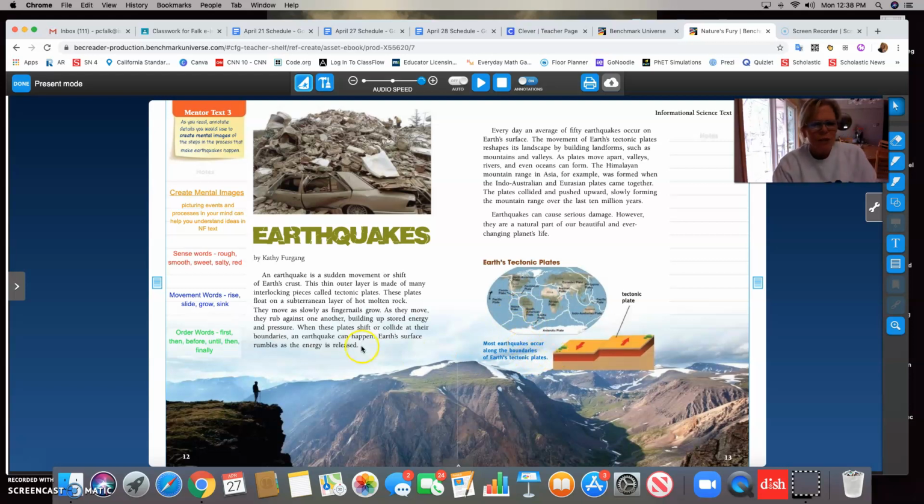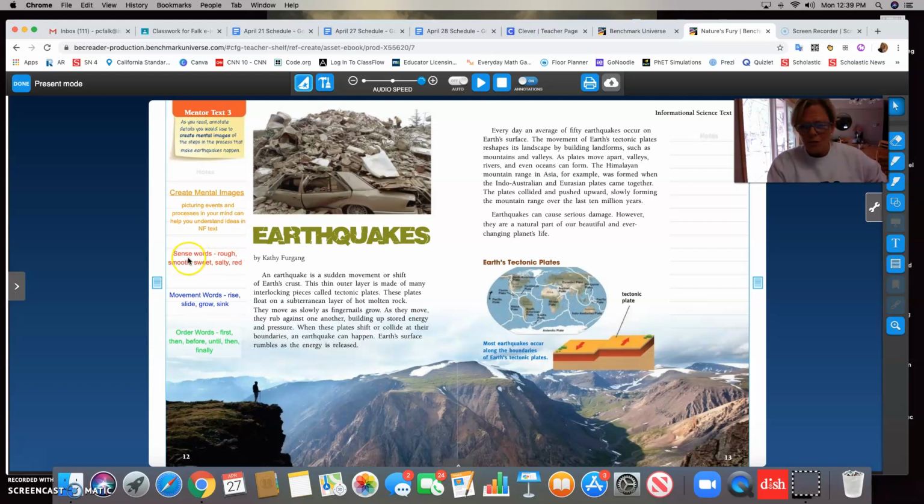Okay. So continuing to look at graphic features, we're also going to try and create mental images. As you read, it's really important to try and picture things in your mind. It can help you understand the details, but it can also help you to remember and sometimes maybe even relate to things. So we like to create mental images, picturing events and processes in your mind to help understand ideas in nonfiction text. It helps us in 3 ways.